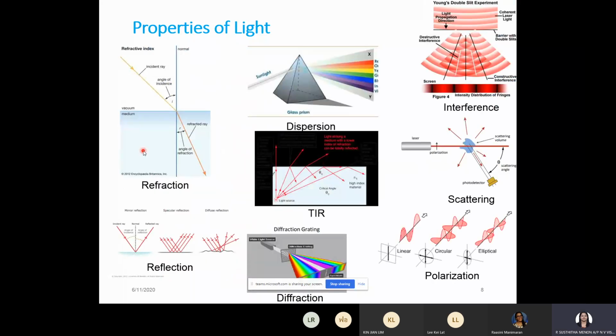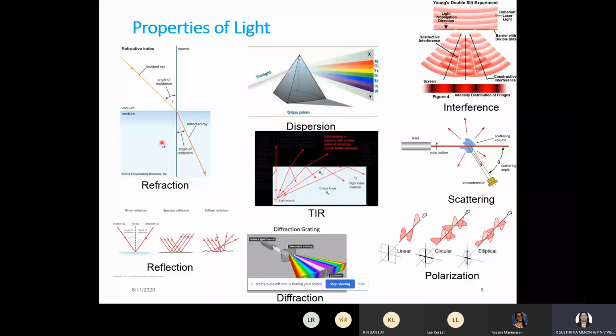A few figures just to explain what they are. Refraction is pembiasan. Here are two types of material, both with different refractive indices. Maybe it's air and water. A typical experiment that you commonly see is a pencil.